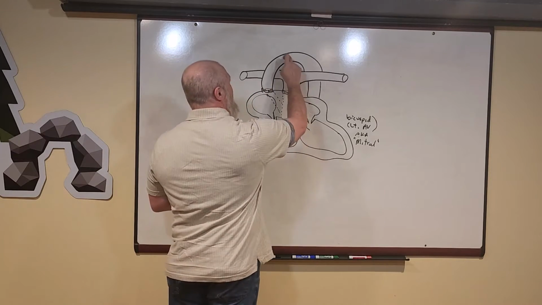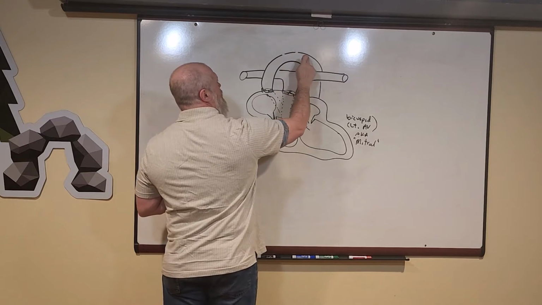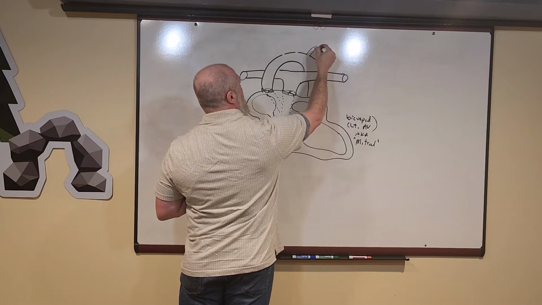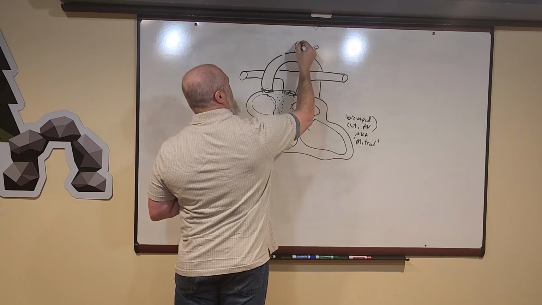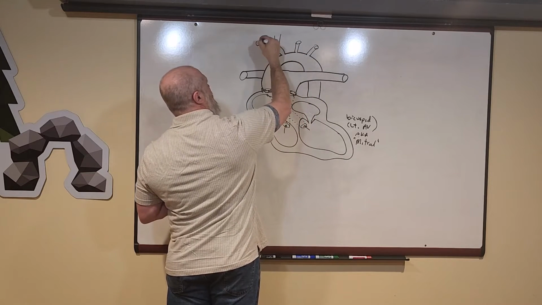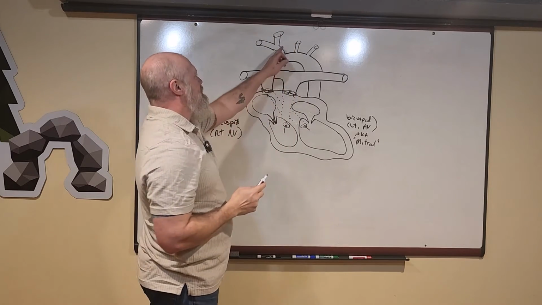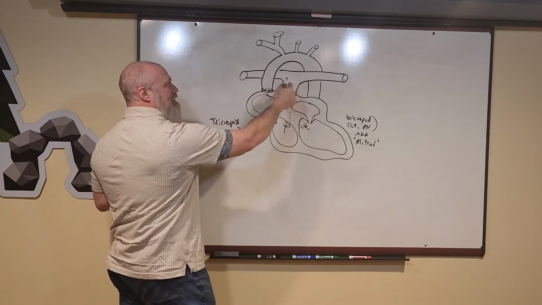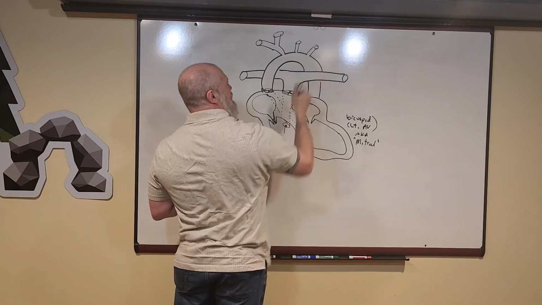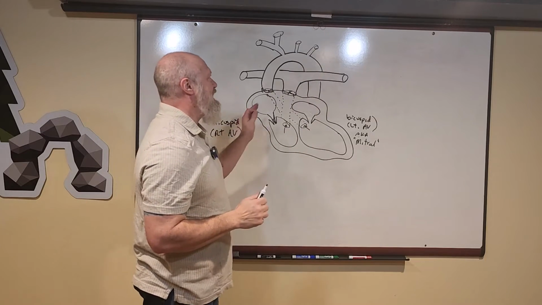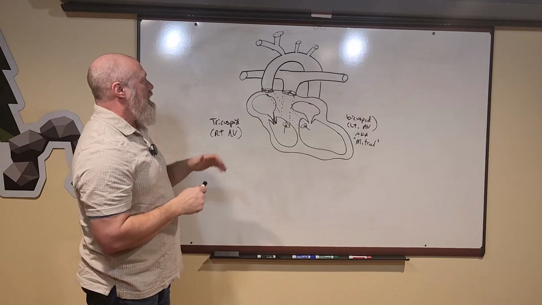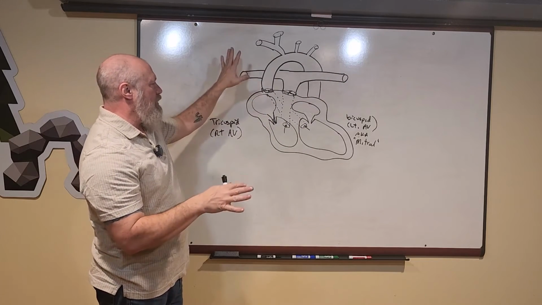At the top of the aortic arch, you're going to have 3 vessels that are going to peel off. You have 3 vessels that peel off, moving from the right to the left, the brachiocephalic, the left common carotid, and the left subclavian. And we're going to go back to those in a minute. Okay? So this is the blood flowing out.